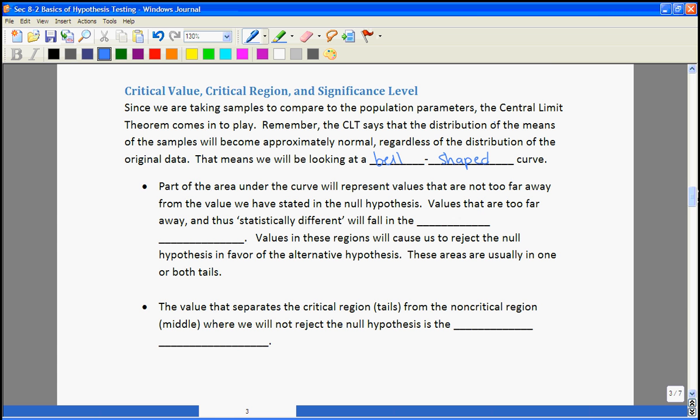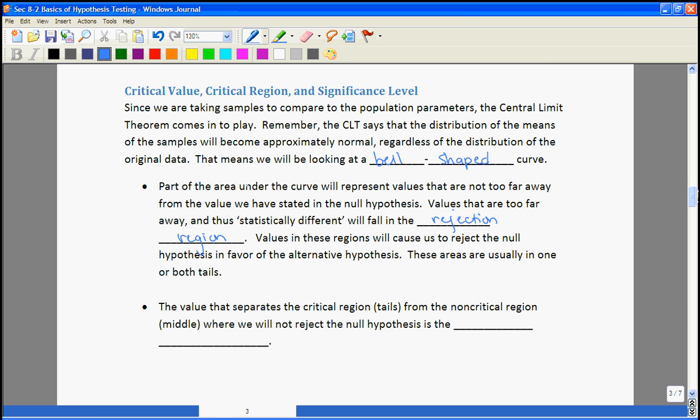Now, part of the area under the curve will represent values that are not too far away from the value we've stated in the null hypothesis, but values that are too far away and thus statistically different will fall in what's called the rejection region. Values in these regions will cause us to reject the null hypothesis in favor of the alternative hypothesis.